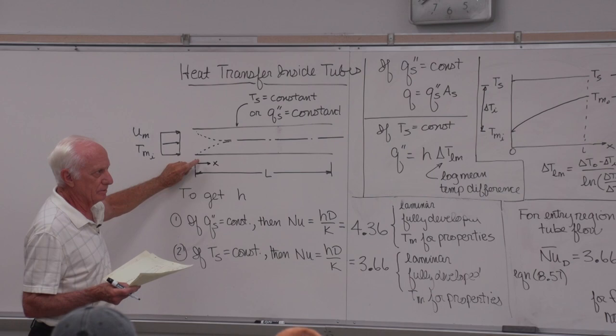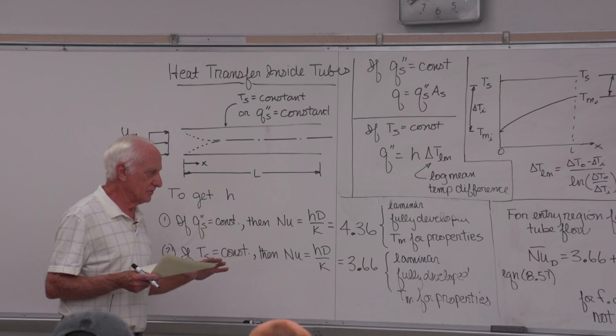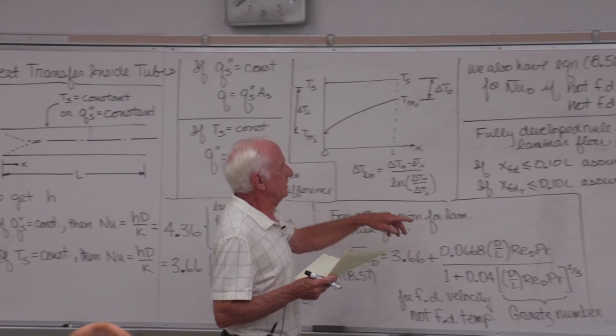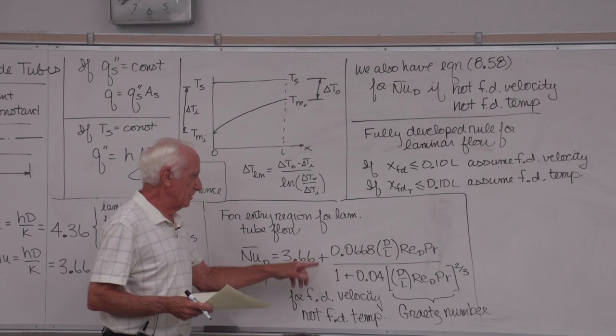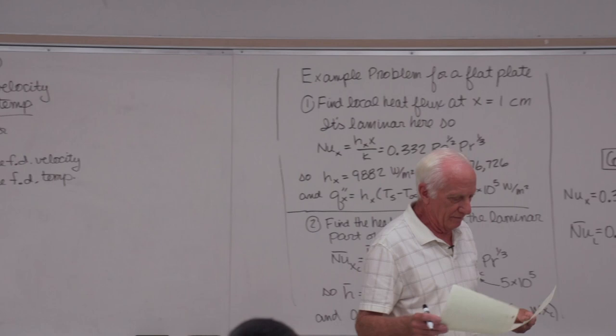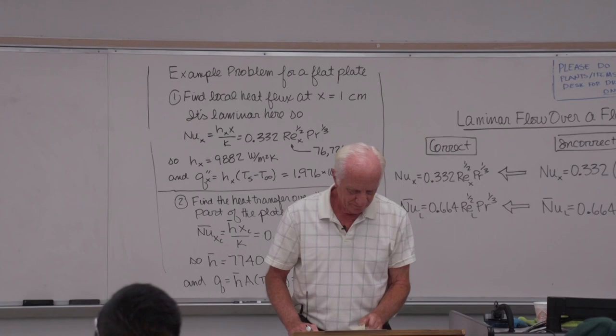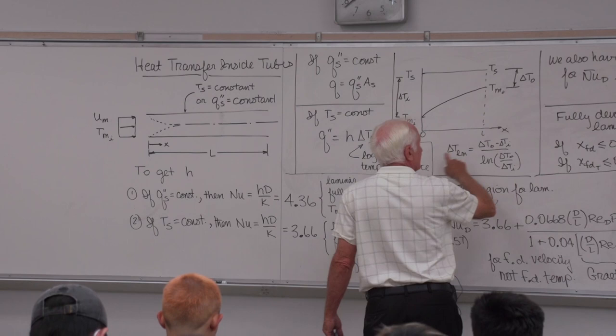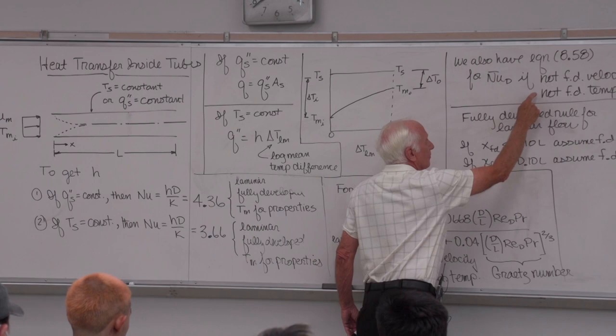Is the answer yes for velocity, yes for temperature? Here's the two equations. If the answer is yes for velocity, no for temperature, here's the equation. If the answer is no for velocity and no for temperature, that's the equation. So that's the choices that you have. Yes, yes, yes, no, no, no. Okay. So for laminar flow, you've got to answer those questions.